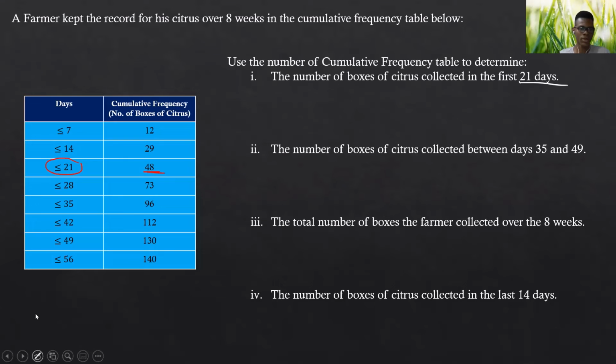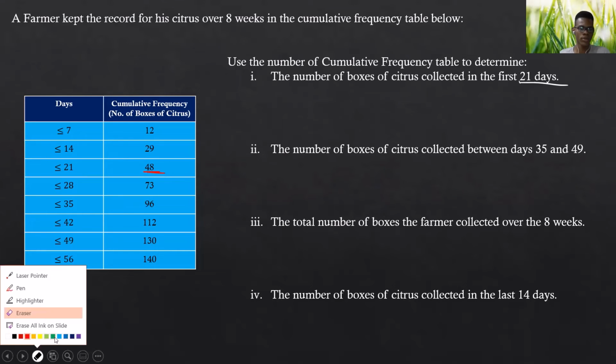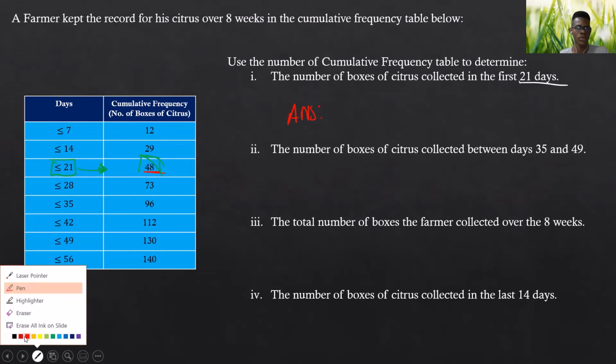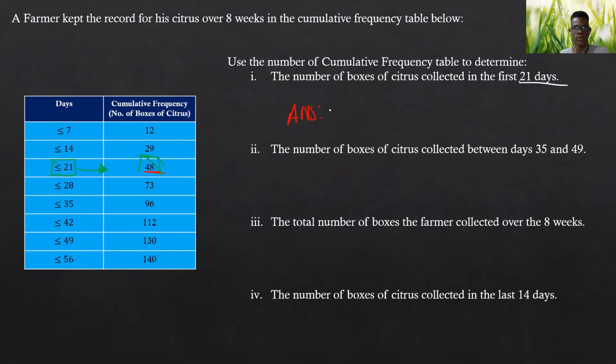So right away, you just need to go to the cumulative observation for 21 days, and that is 48. So the cumulative frequency is 48. Hence, the number of boxes of citrus collected in the first 21 days is just 48. Again, that's how cumulative frequency works. So the answer to the first one is just 48.